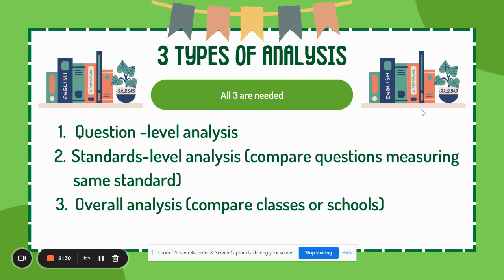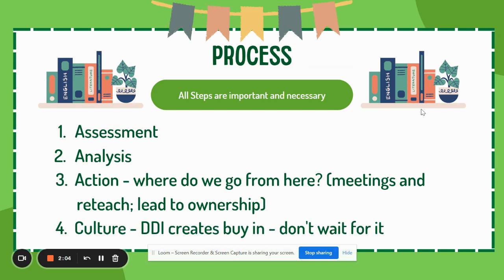There were 3 types of analysis that typical teachers go through. We look at the question level analysis. How did certain students do on certain questions? We look at a standards level analysis and compare questions that measure the same standard and see if the question was good or maybe if there was a skill set that students were missing. And there's an overall analysis where maybe we compare all of our classes to each other, or our classes to another teacher's classes, or maybe our school to another school.